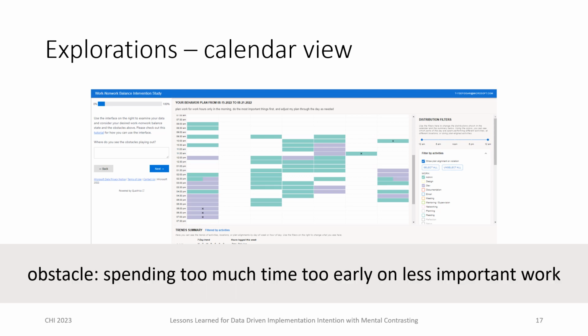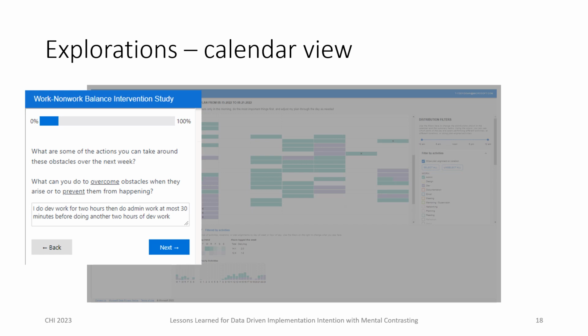Well, Judy has discovered an important obstacle to finishing work in working hours right there: spending too much time too early on less important work. Having identified this obstacle, the interface then walks her through goal setting. For example, she may decide to front-load days with more valued work, saying, I do development work for 2 hours, then do administrative work at most 30 minutes before doing another 2 hours of development work.